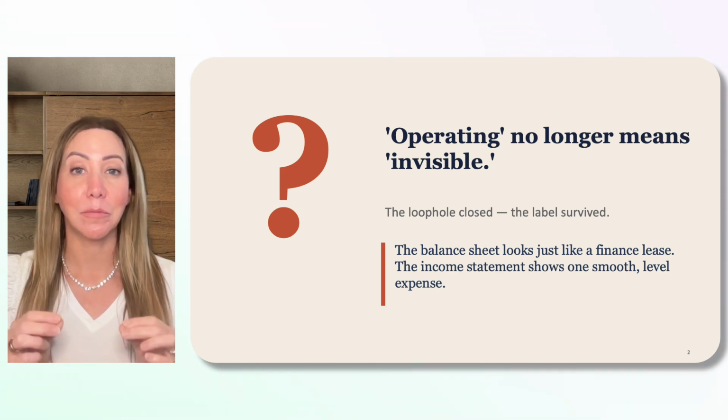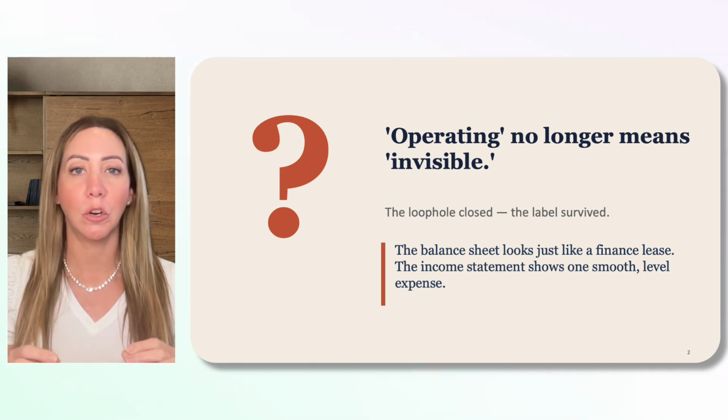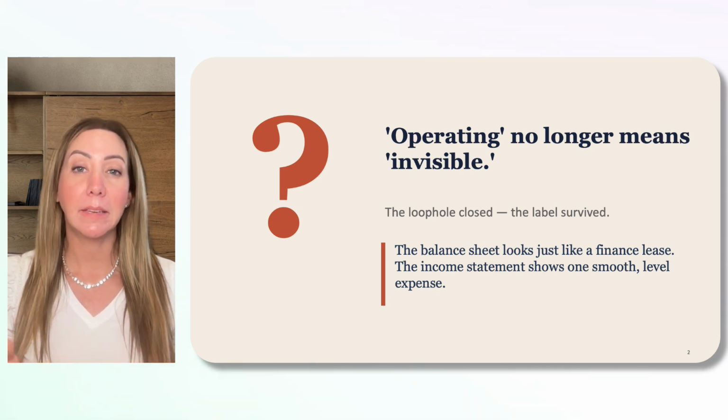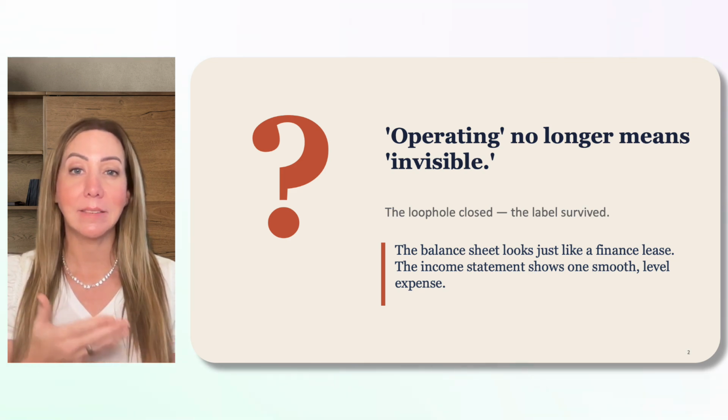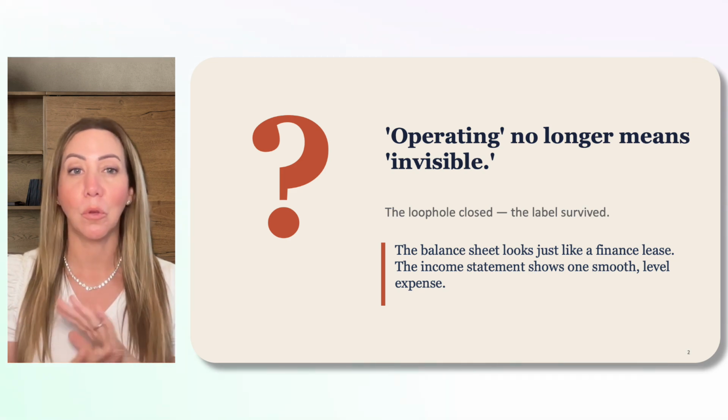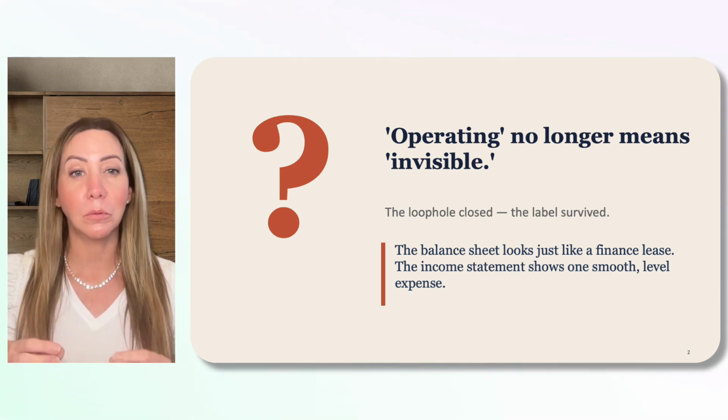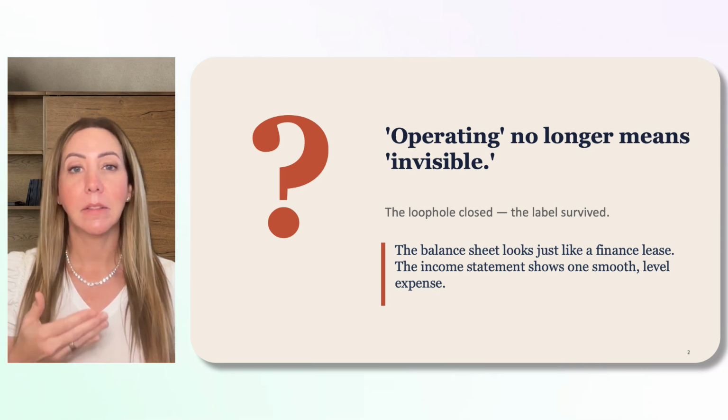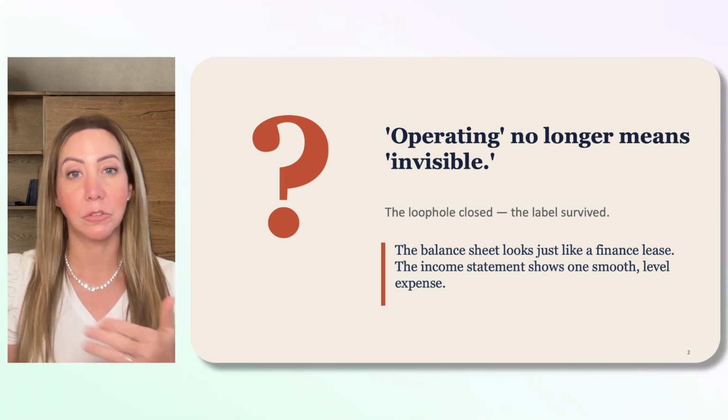After ASC 842, operating no longer means invisible. The operating lease still goes on the balance sheet, asset and liability, present value, the whole treatment. What changed is only what happens on the income statement. The loophole is closed. The label survived.